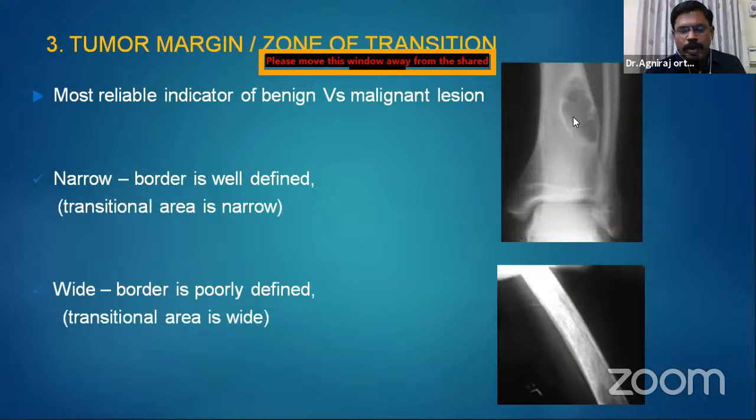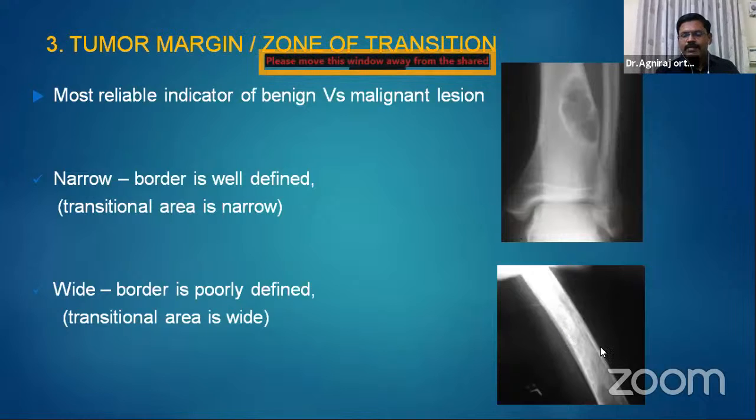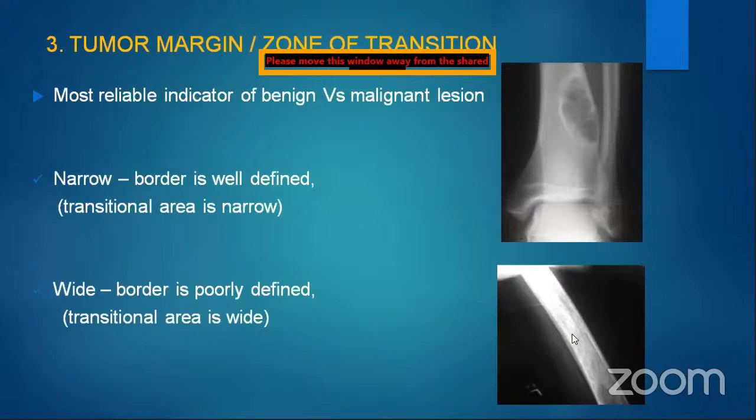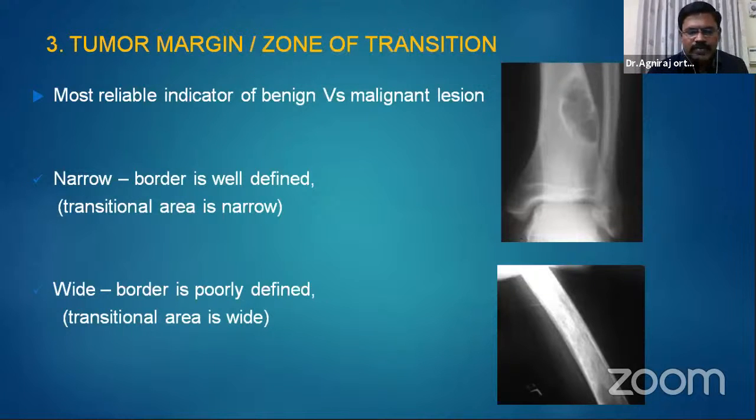So if it is a wide border, if you see from far, you may not find any malignancy in this bone. It may, but actually it is leukemia arising from the marrow cavity. The border is now very, very poorly defined. You are not able to identify the border. Then there is some periosteal reaction. So transitional area is wide. What do you mean by transitional area is wide? You cannot delineate the tumor mass from the normal tissue. It is very difficult to differentiate. Okay. So that is wide border, or ill-defined border, or transitional area is wide.